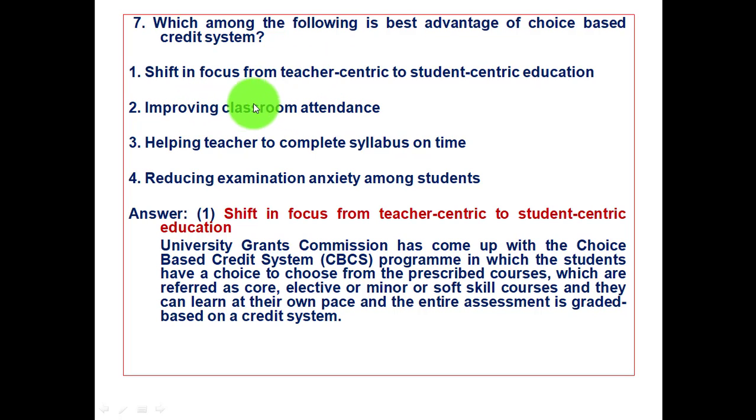Then improving the classroom attendance, no way concerned. Helping teacher to complete syllabus on time, no. Reducing the examination anxiety among students, no, it is not. So option 1, that is shift in focus from teacher-centric to student-centric education, is the best advantage of choice-based credit system. So this is the correct option, option 1.